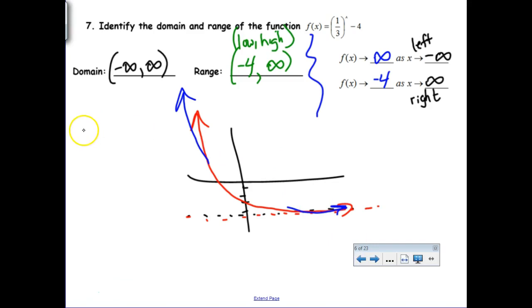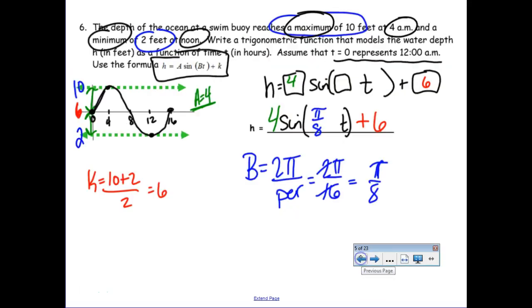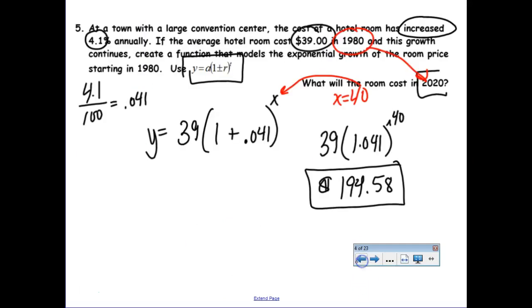This one is 7.1, 7.2a, graphing exponentials. Well, this is clearly trig modeling. The last thing we learned. This guy is 7.1, 7.2b. This is applications of exponential growth and decay.